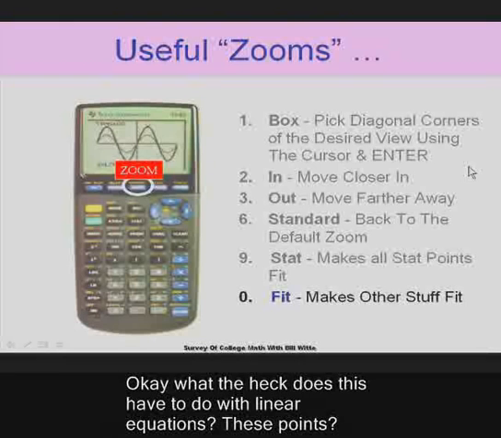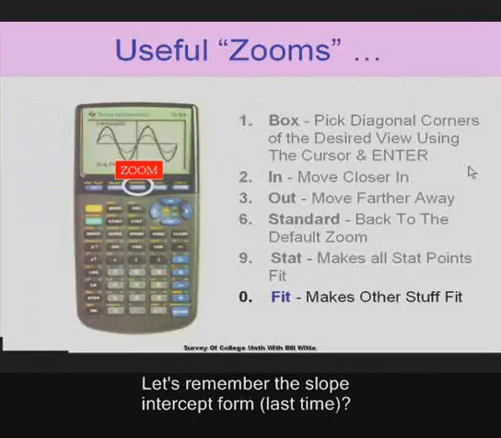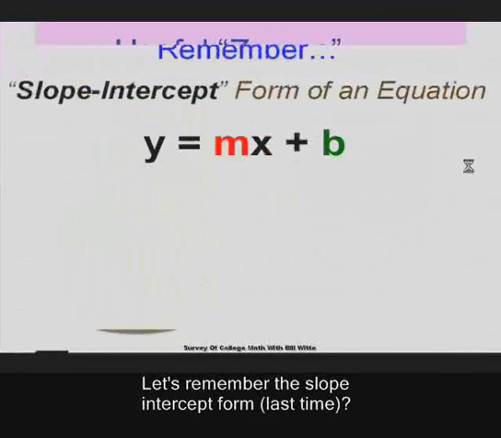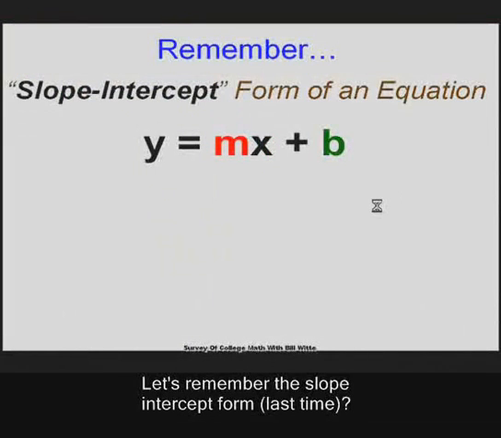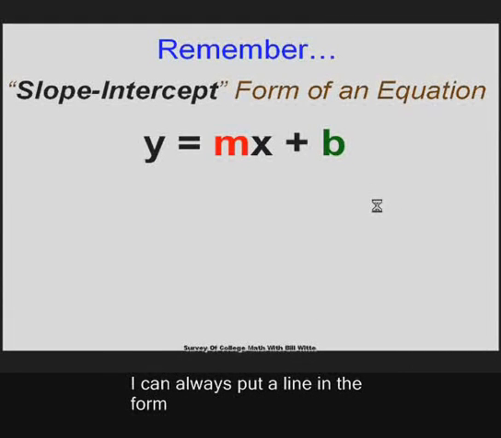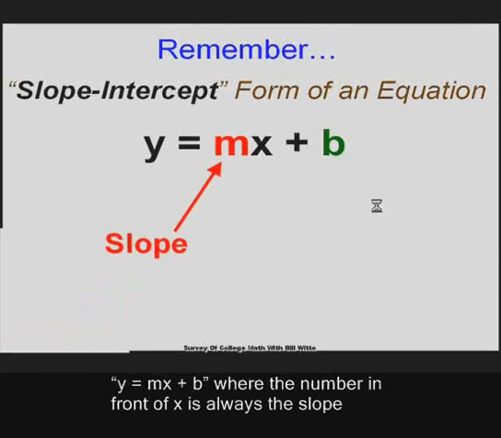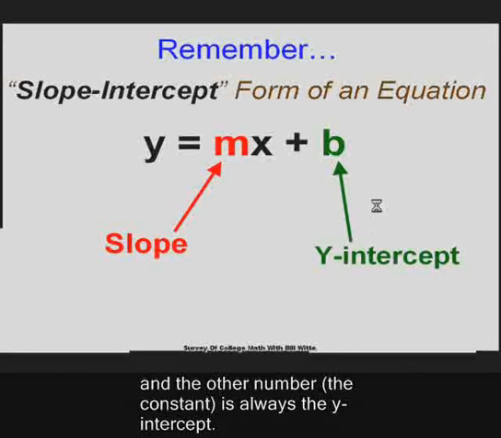Okay, now what the heck does this have to do with linear equations? These dots, these points. Well, let's remember the slope-intercept form. We covered this last time. Remember, you can always put a line in the form y equals mx plus b, where the number in front of x is always the slope, and the other, the constant, is always the y-intercept. Okay, we can always put it. It's going to be very useful today, so remember that.